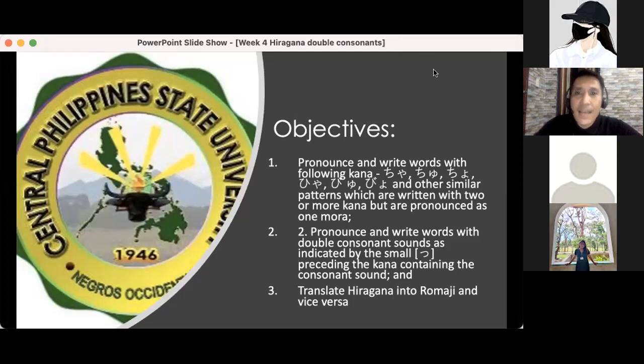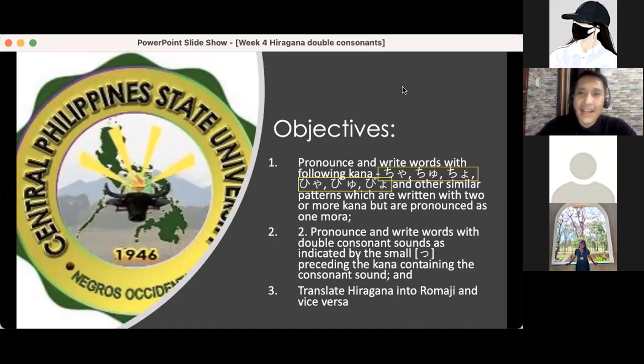Okay? Gaya ng sinabi ko kanina, pag sinabi nating romaji, ito po yung Roman alphabet. Pag sinabi natin kana, yun yung pinakita ko kanina na sample. Itong kya, kyu, kyo, hya, hyu, hyo, ito po ay mga kana. So try natin. Ito yung mga kana. Kya, kyu, kyo, hya, hyu, hyo. Pero pag tinignan natin, kakaiba siya.